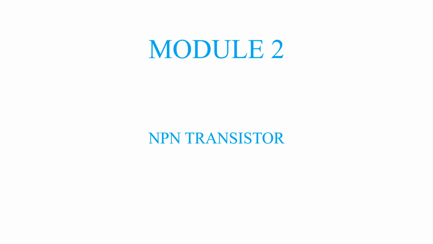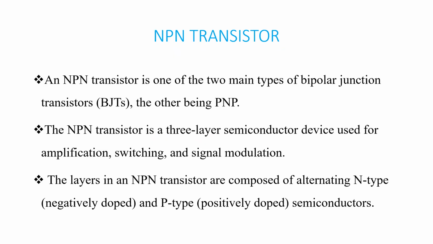Module 2, NPN transistor. An NPN transistor is one of the two main types of bipolar junction transistor, the other being PNP. The NPN transistor is a three-layer semiconductor device and it is used for many applications such as amplification, switching, and signal modulation. The layers in an NPN transistor are composed of alternating N-type and P-type semiconductors.